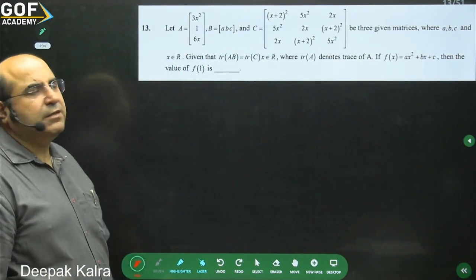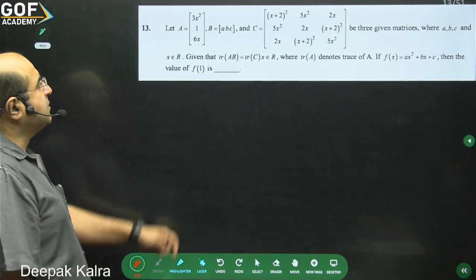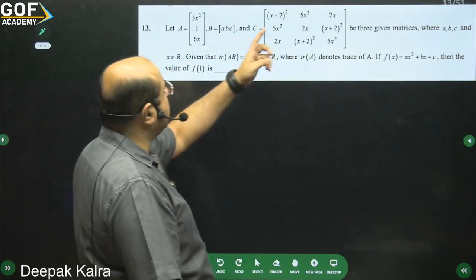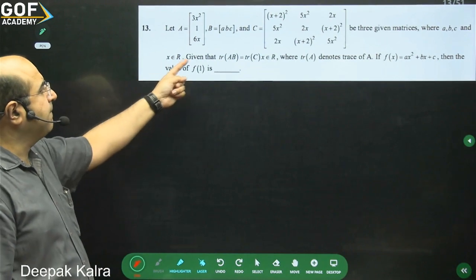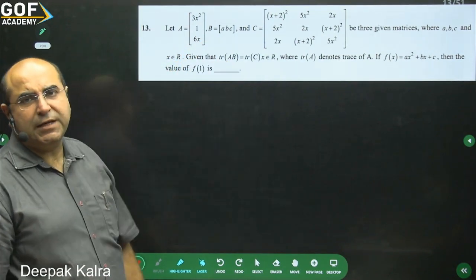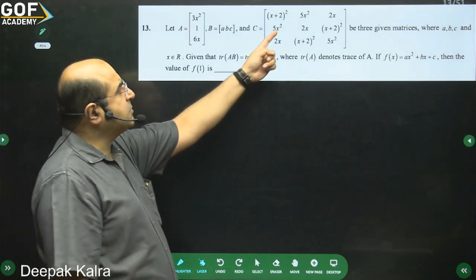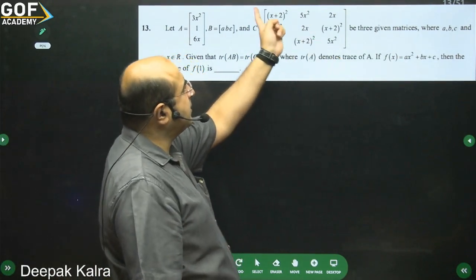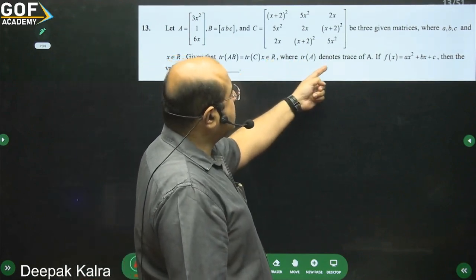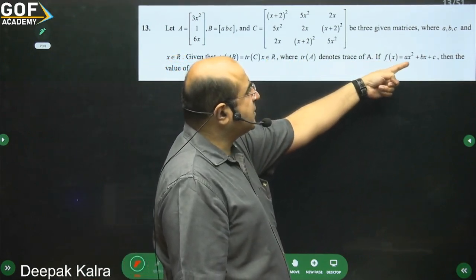Question 13. This is given A, this is given B, this is given C. Let A, B, C be three matrices belonging to R. Trace of AB. Do you understand trace? Trace means the sum of the diagonal elements. Trace of C is the sum of these diagonal elements. This should be equal, where trace of A denotes the trace of A, and f(x) is given by this.